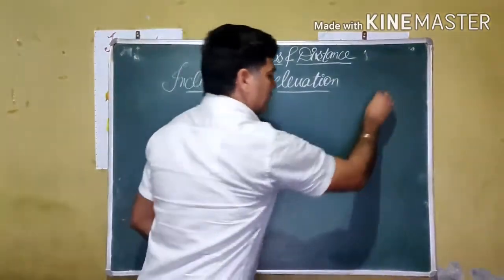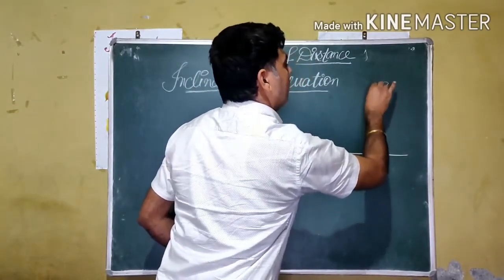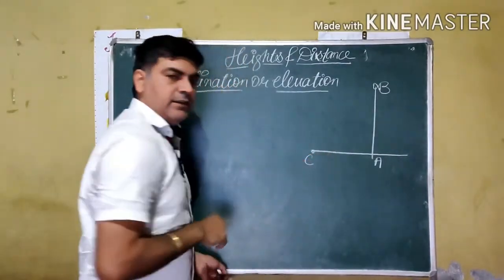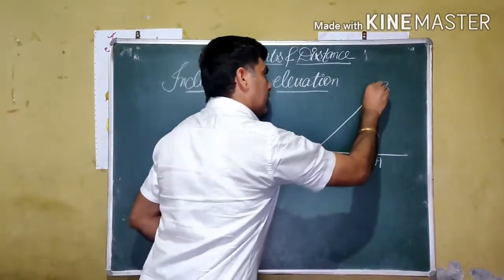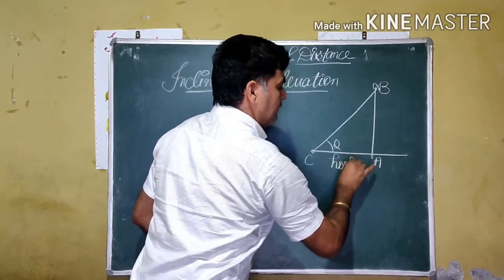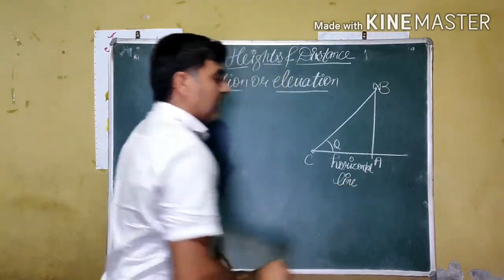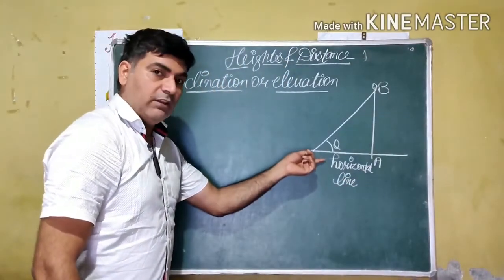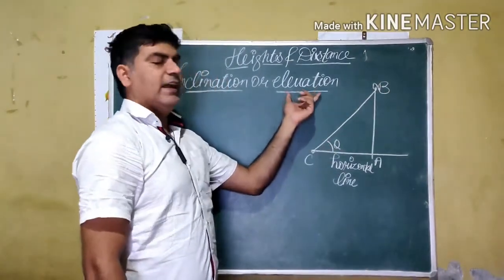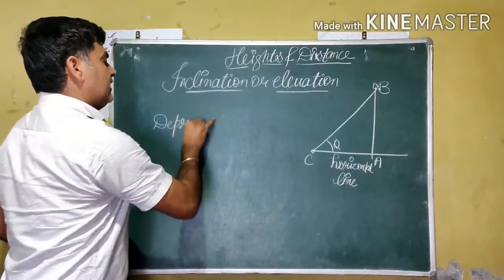For example, there is a tall building represented by AB. We want to see the top of the building, that is B, and a person is standing at point C. If we look upward at the building, then this angle is made with the horizontal line. Always remember, made with the horizontal line. When the line is at ground level, this angle made upward is known as the angle of elevation. Second is our depression, we can say.